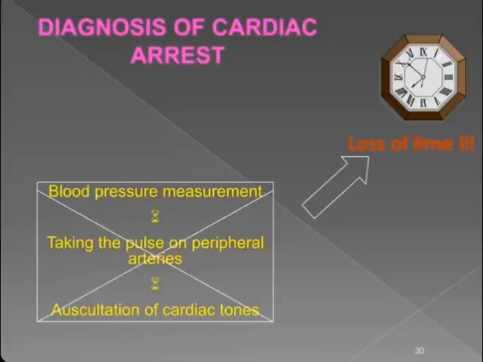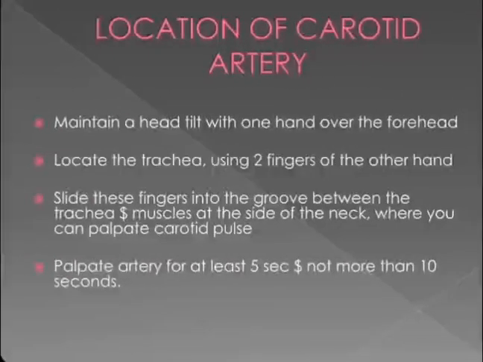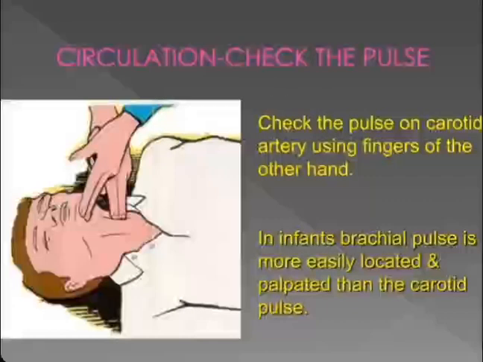Diagnosis of cardiac arrest: blood pressure measurement, taking the pulse on the peripheral arteries, auscultation of the cardiac tones. Location of the carotid artery: maintain a head tilt with one hand over the forehead, locate the trachea using the fingers of the other hand. Slide these fingers into the groove between the trachea and muscles at the side of the neck, where you can palpate the carotid pulse. Palpate the artery for at least 5 seconds, not more than 10 seconds.